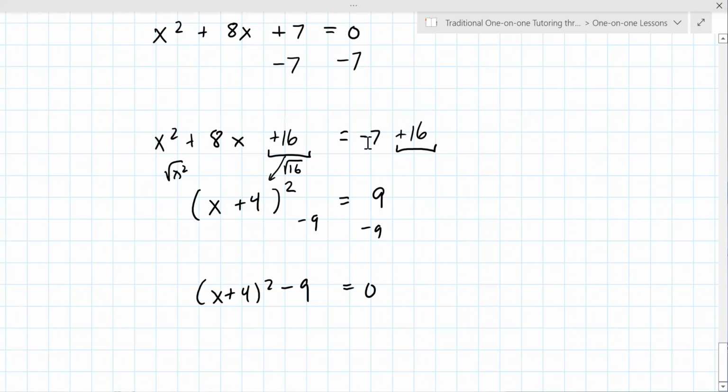Okay, good. And then how do you figure out what goes in parentheses? Well, the first letter is x, and then you put the plus down, and you figure out the square root of 16, whatever that number is. Okay, and on the right hand side, what do you do with these two numbers?